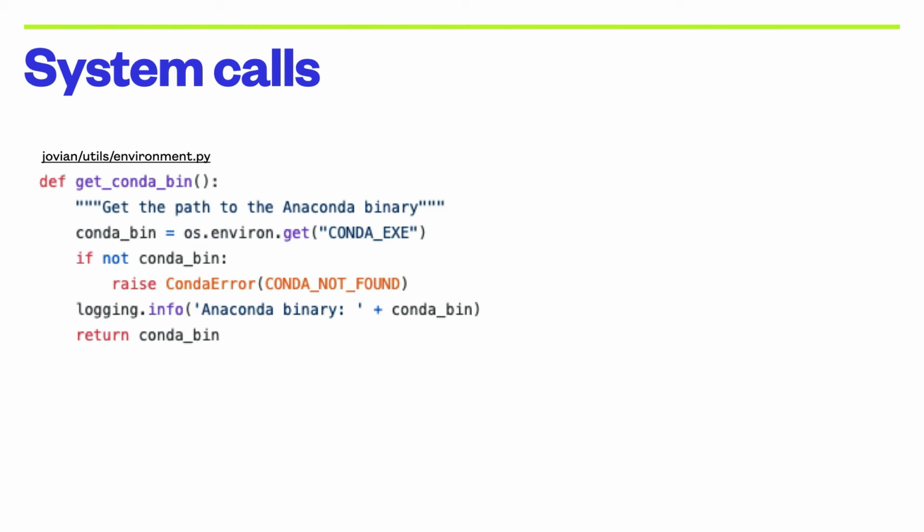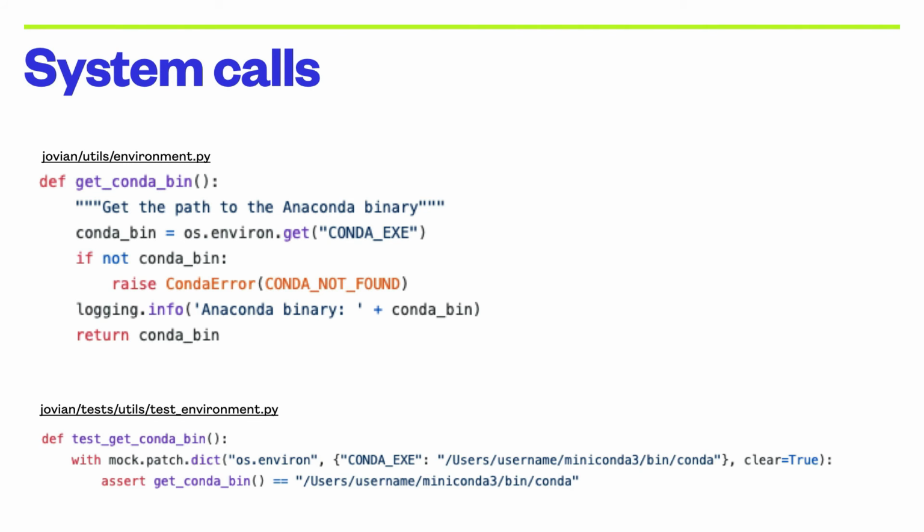I'll take an example from a library called JovianPy, which is the backbone of the Jovian data science platform, where I interned for a few months and worked on their unit testing library. There's a function called get conda bin, which basically gets some path variable. To test this, you patch the dictionary called os.environ and give it this dictionary. Then I call get conda bin and check that it is getting the right path, which I have provided here itself. So system calls are when you should use mocks.